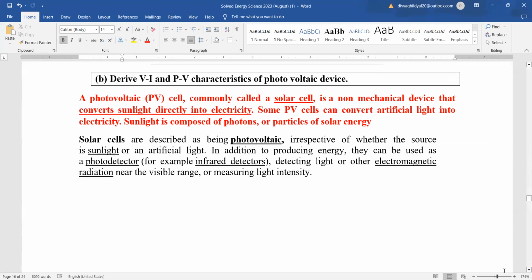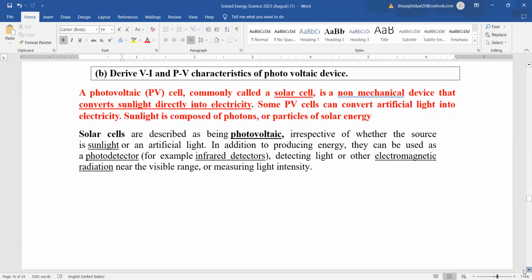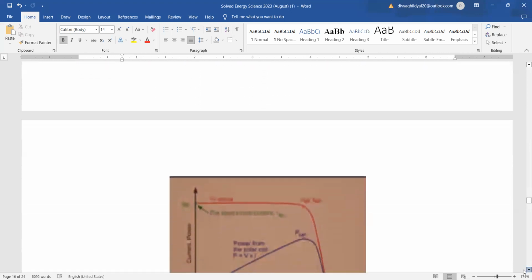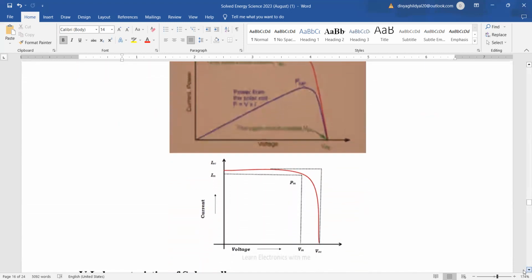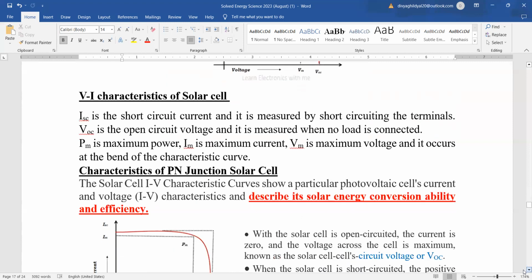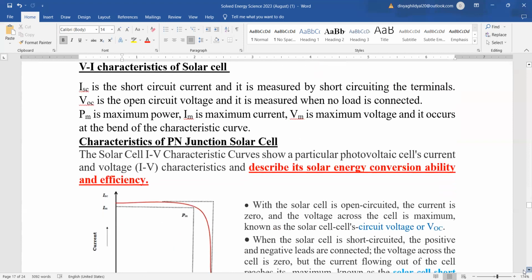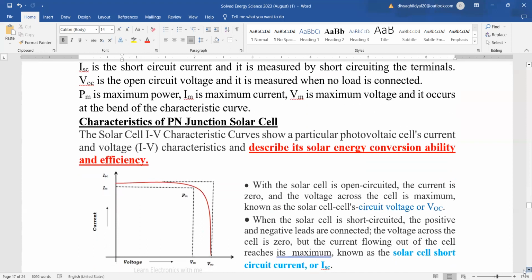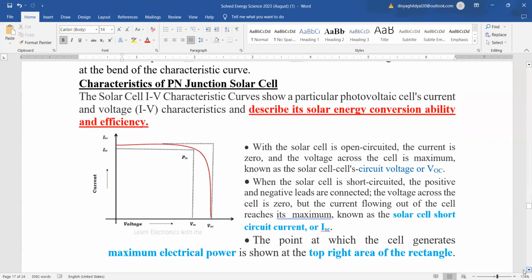And solar cells are described as being photovoltaic, irrespective of whether the source is sunlight or an artificial light. They are asking you the PV characteristics, the voltage-current characteristic. This is what the question is specifying. So see the characteristics of the PN junction solar cell. They are describing the solar energy conversion ability and efficiency.